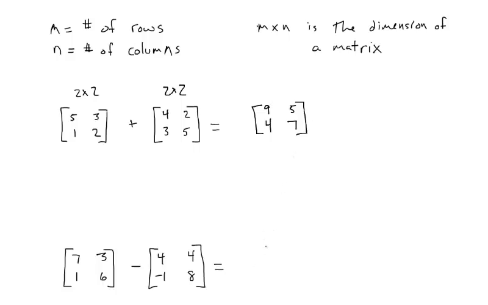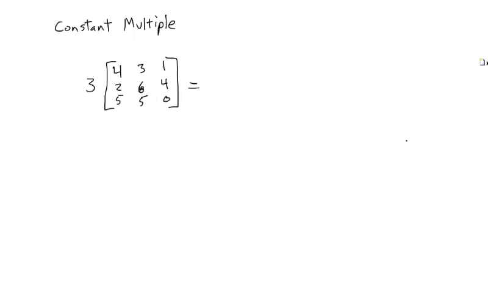And the same with subtraction. The dimensions have to be the same. And again, we have a 2 by 2 minus a 2 by 2. So we're going to do 7 minus 4 is 3. 1 minus a negative 1, or 1 plus 1, is 2. 3 minus 4 is negative 1. And 6 minus 8 is negative 2. So when adding and subtracting, the first thing you want to do is make sure the dimensions are the same before you start working.